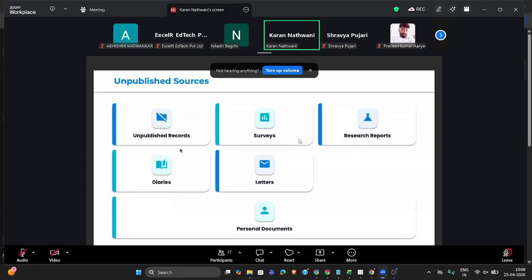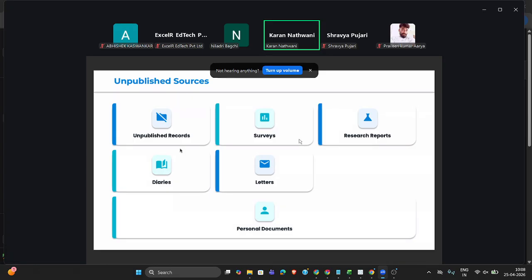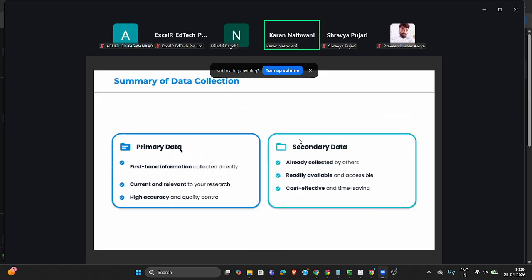Then come the letters, the personal documents, research reports, surveys. There you can get a lot of unpublished sources. Now, this is the summary. First-hand information from the primary is current and relevant, because it is directly from the origin. High accuracy and quality control are there, because you get quality data from the origin source.